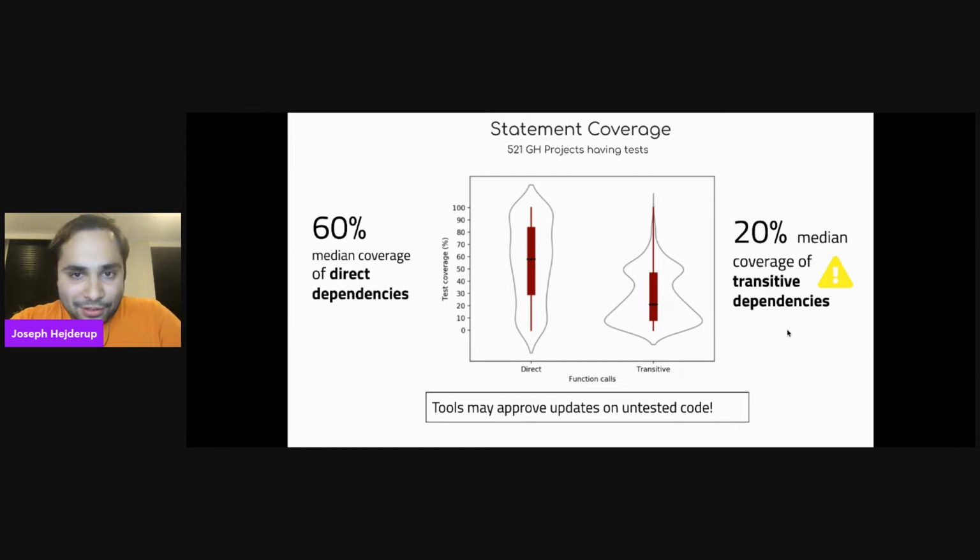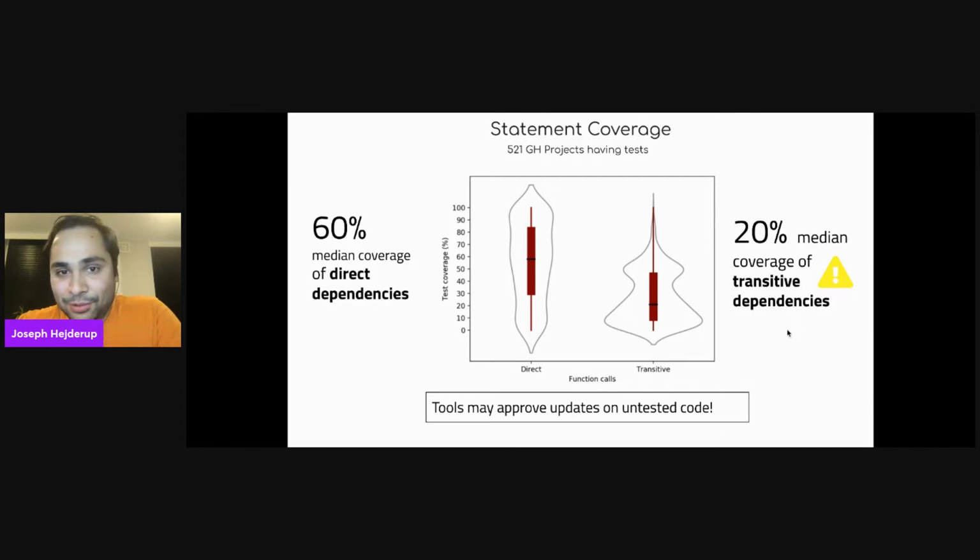I did this over like 521 projects with varying degrees of test coverage. For direct dependencies, I found that the median is about 60% coverage of all dependency function calls, which means that basically half of the projects have very good coverage, 60% or more, and the other half has less than that. For transitive dependencies, the median is about 20%, which shows that half of the projects have higher than 20%, and the other half has less than 20%.